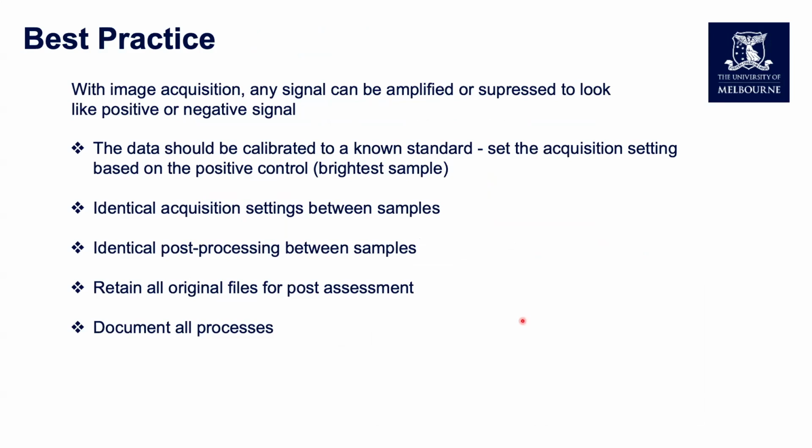So some suggestions for best practice with image acquisition. You can amplify and suppress positive and negative signal, so your data should be calibrated to a known standard. I prefer people to have a positive control within their experiments that they're normalizing samples to. Ideally, you want to acquire the data with identical settings between samples if you can, and identical post-processing steps if you can. Again, retain all original files for post-assessment and document each of those steps that you've gone through.